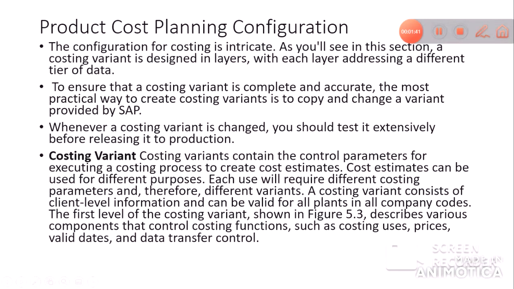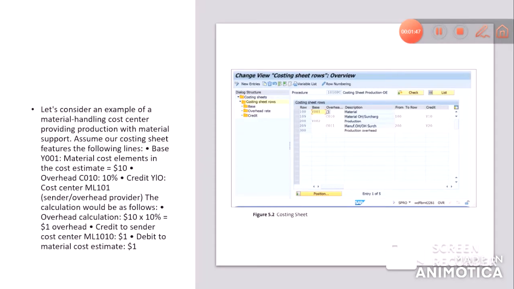So, product cost planning configuration. Before going to this, let us see once again the costing sheet rows. We can see costing sheet rows: row, base, overhead rate and credit, from and to row and credit.